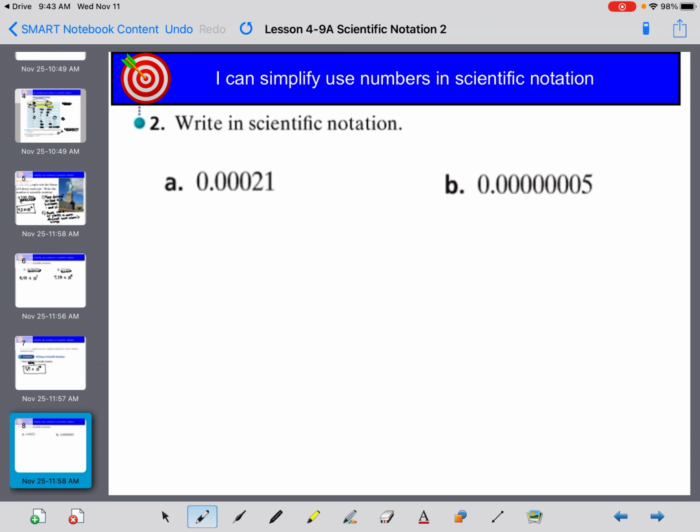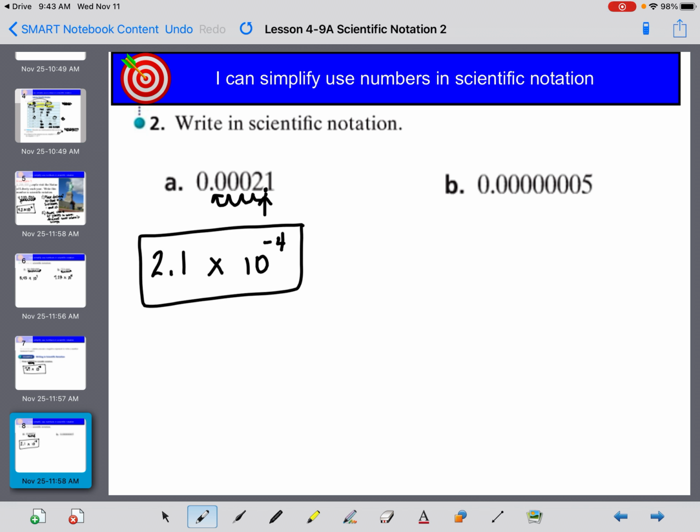Okay? All right, pause the video and try these two. Come on back to compare your answers to mine. To get a number between 1 and 10, I need to place the decimal between the 2 and the 1. I multiply it by a power of 10. 1, 2, 3, 4. To get the decimal back where it belongs, I need to move it 4 places and to the left, so it's a negative 4. In this one, I would have to put the decimal after the 5. 5 times 10. The exponent, 1, 2, 3, 4, 5, 6, 7, 8, is 10 to the negative 8th power.